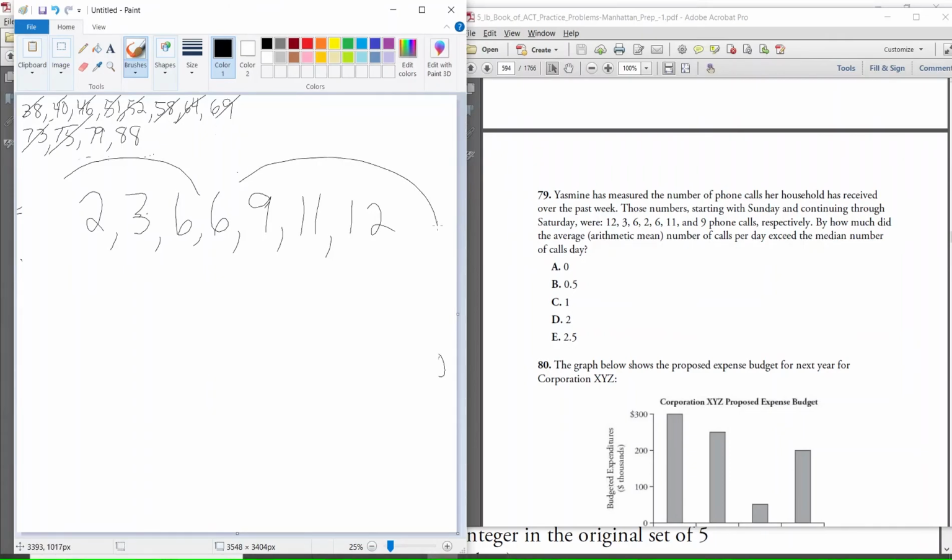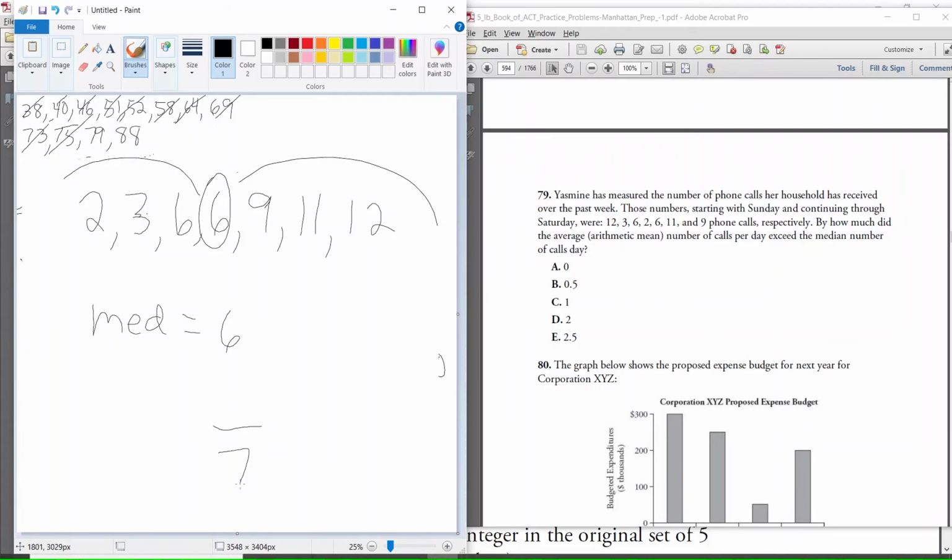The middle number is 6. That's the median. Median is 6. By how much did the average number of calls per day exceed the median? Well, exceed means it's bigger, so they've already told us the average is bigger. How do we find the average or the mean? We add them all up and then we divide by the total number. So it's going to be some sum divided by 7.